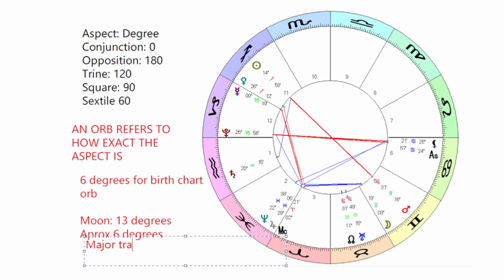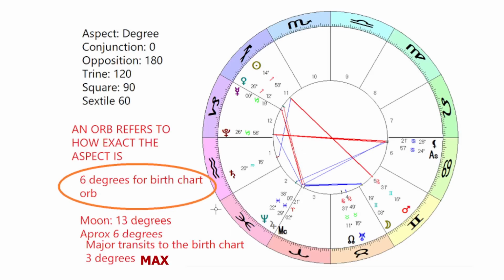So major transits to the birth chart is small. It's maybe like 3 degrees. But the magic number here that you guys want to keep in mind for the birth chart aspects is 6 degrees. And that is typically whatever software system you're using is going to use, a variation of 6 degrees. But that is one of those things that in a lot of websites, you're able to adjust. Just like you can adjust the house system, you generally can also adjust the orb.